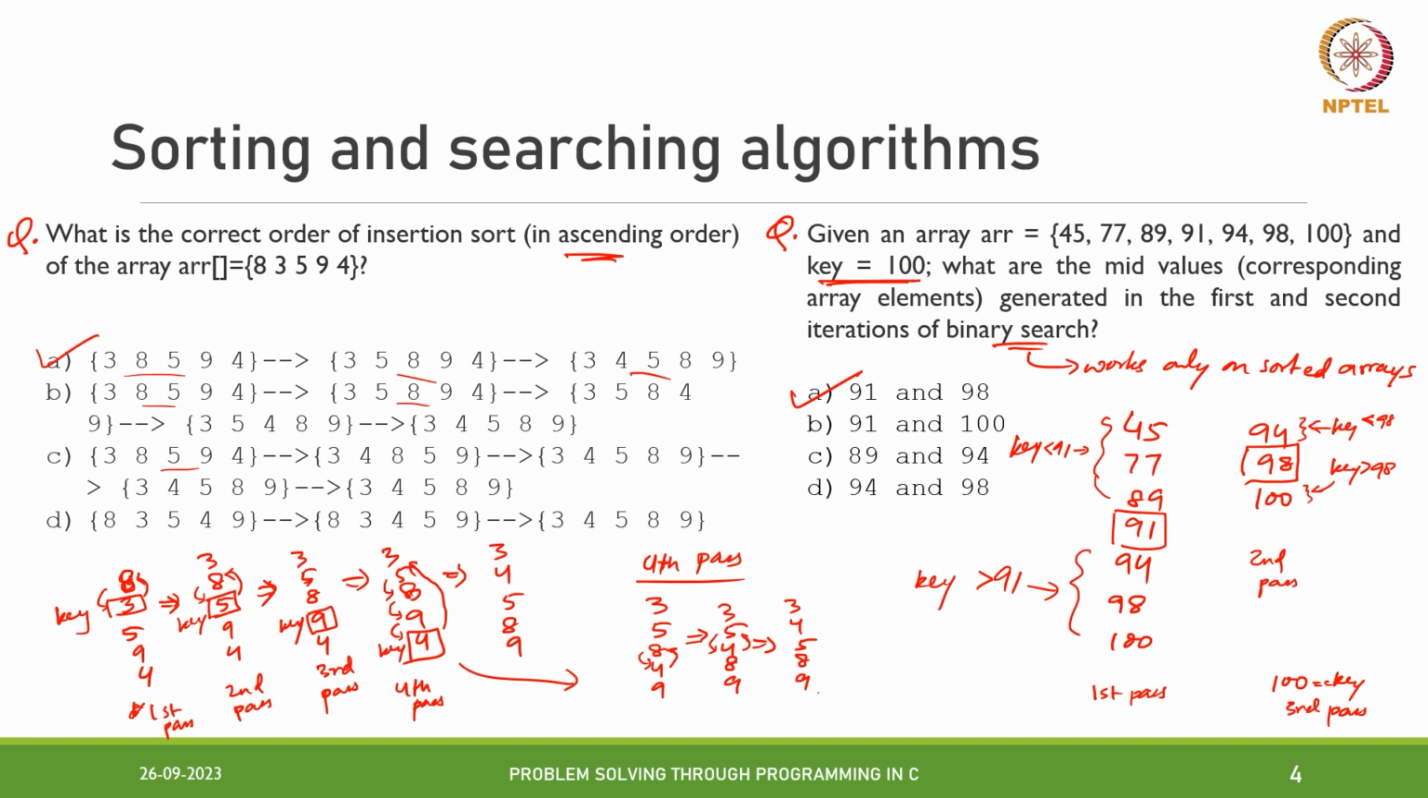So here the question asked for the mid values only, not how many steps we took. So the mid values in the first and second iteration: in the first iteration our mid value was 91, and in the second iteration our mid value was 98. So that is our answer.